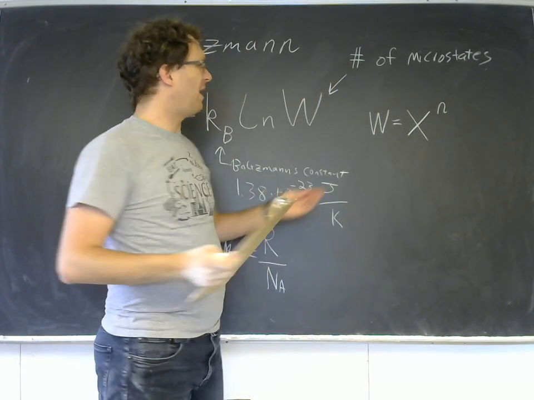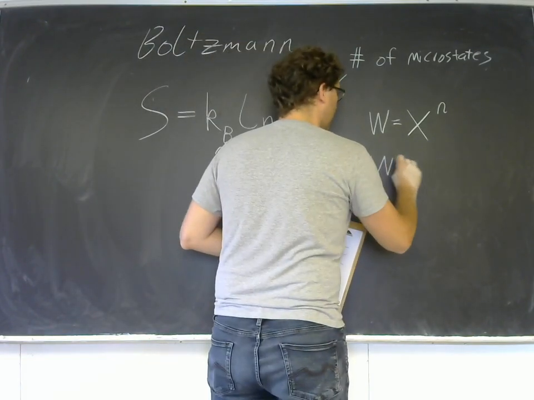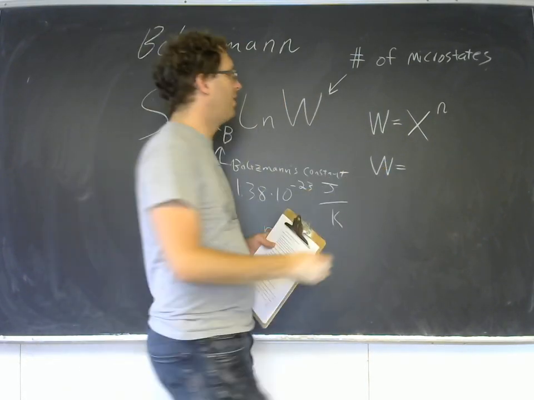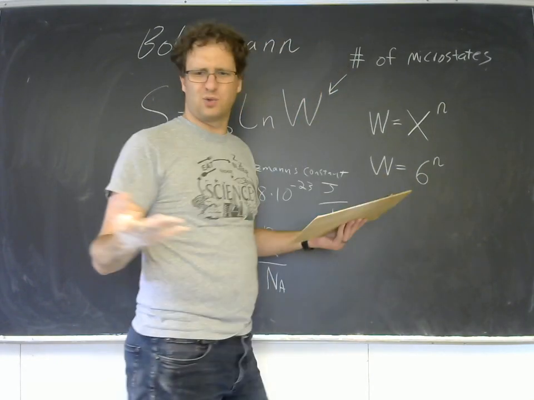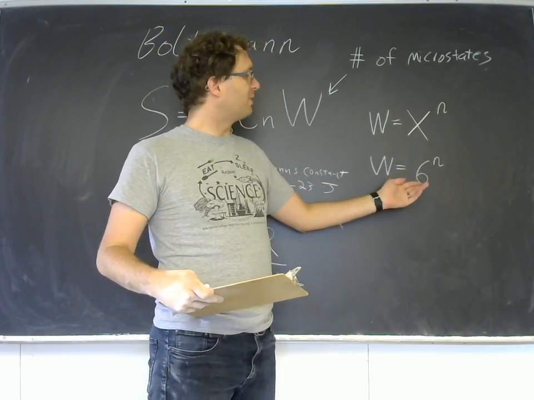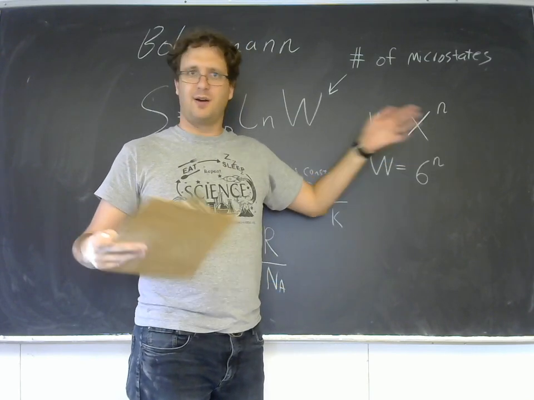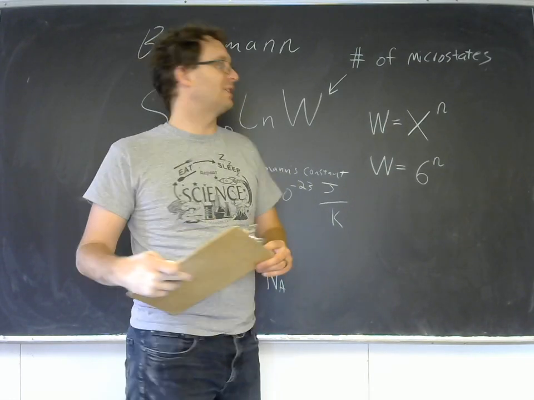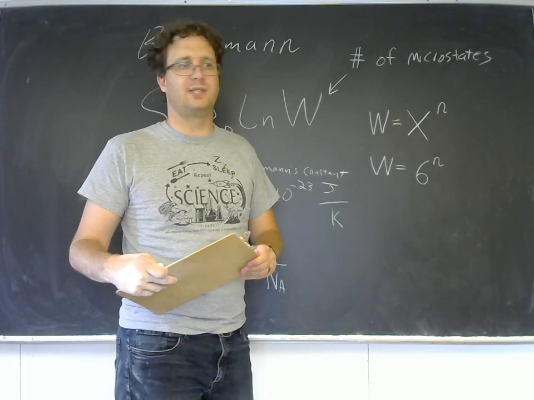So if I'm rolling dice, for example, and I want to know the number of microstates in a particular die roll, then this would be 6 raised to the power of N. If I'm rolling just one die, then W is 6. If I'm rolling 2 dice, then W is 6 squared, or 36. If I'm rolling 3 dice, then the number of possible individual microstates or rolls will be 6 raised to the 3rd power. I don't happen to know that off the top of my head, but you see the idea.